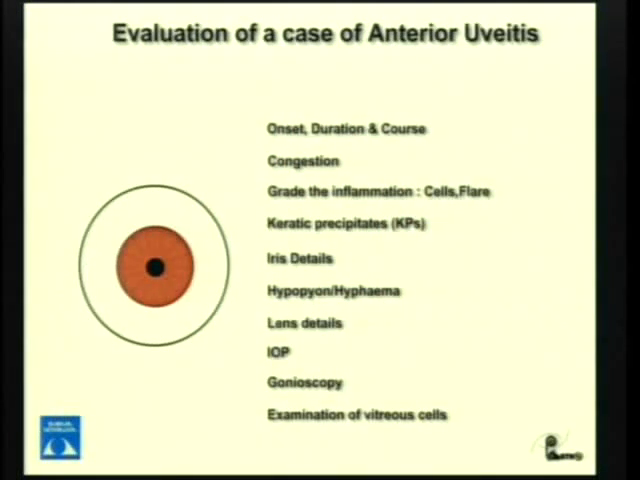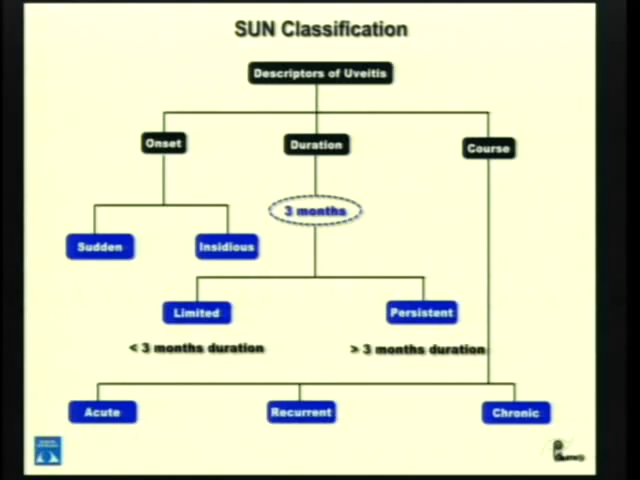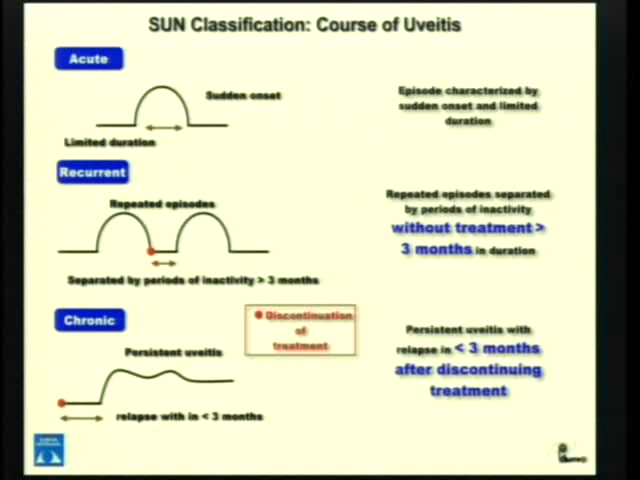So, while evaluating a case of anterior uveitis in the exam, first you have to take a brief uvea-related history to differentiate the particular case into what is the onset of the uveitis, what is the duration, and what is the course. These parameters were addressed in the SUN classification. These are known as descriptors of uveitis. So if you see, the onset is divided into sudden and insidious. Duration is based on a 3-month time period, which is limited, and persistent if more than 3 months duration. The course is again divided into acute, chronic, and recurrent.